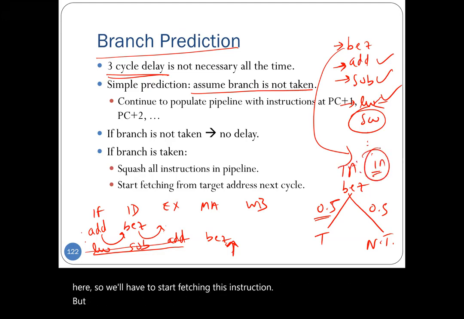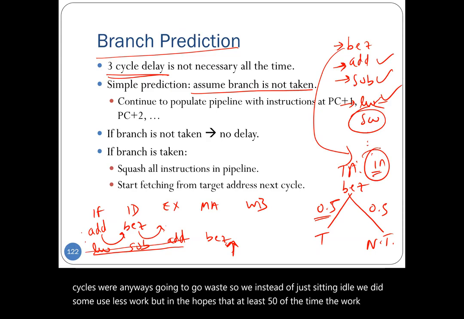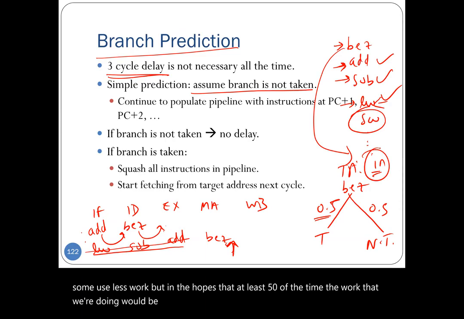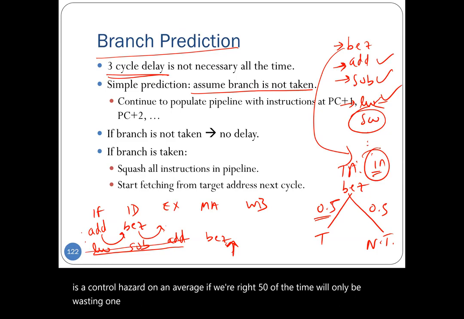But nevertheless, note that even if we were going to stall the pipeline, the 3 cycles were anyways going to go to waste. So instead of just sitting idle, we did some useless work, but in the hopes that at least 50% of the time the work that we are doing would be useful. So instead of wasting 3 cycles every time there is a control hazard, on average, if we are right 50% of the time, we'll only be wasting 1.5 cycles. Okay, so this is how branch prediction basically works.